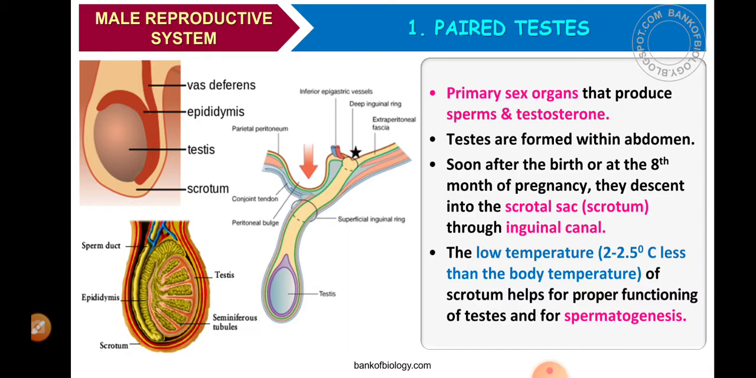The formation of sperm needs a somewhat lower temperature than the body temperature. They require at least 2 to 2.5 degrees less than 37 degrees Celsius. That is why the testes are located outside the body.